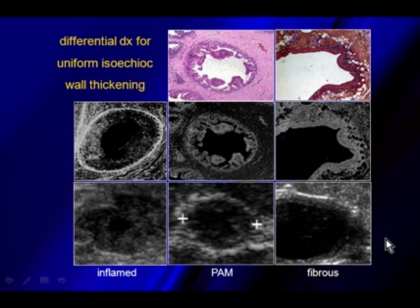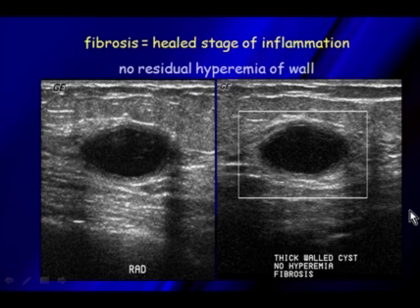Now, some differential diagnosis for why we might see uniform isoechoic wall thickening. You can have acute inflammation where the wall becomes very thick. Papillary apocrine metaplasia, rather than just being one nodule, can actually form around the entire wall of the cyst and have this appearance. And fibrosis: we may have an old cyst that had previous inflammation and now goes through fibrotic change, and so fibrosis can also cause the wall to be thick and isoechoic.